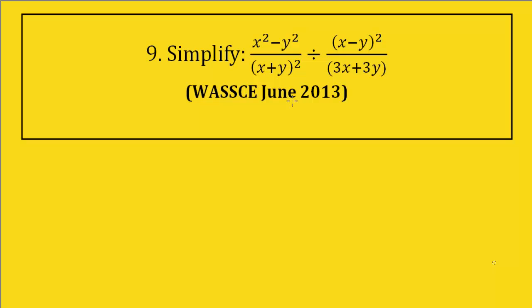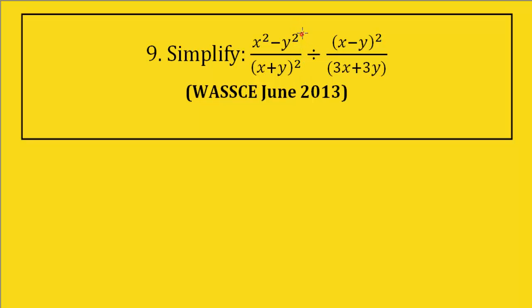WAEC exam solutions. Here we have the ninth question of the 2013 exam, and we basically have to simplify the given algebraic expression. For this problem, you're going to need to be able to divide and multiply fractions and spot a few things.